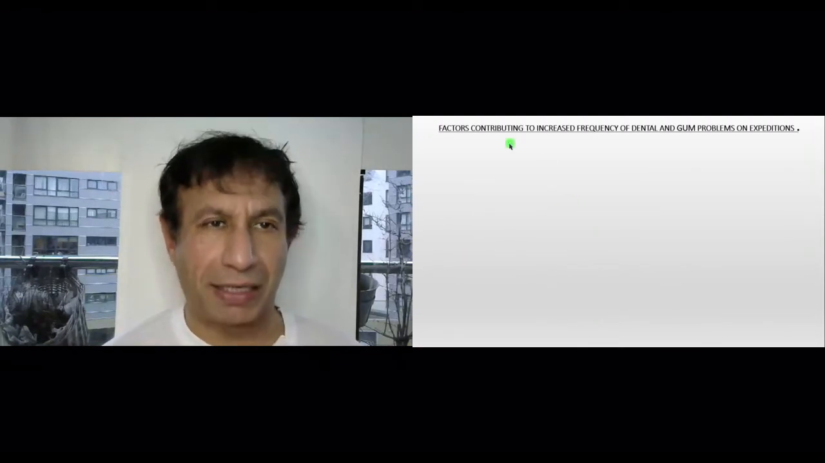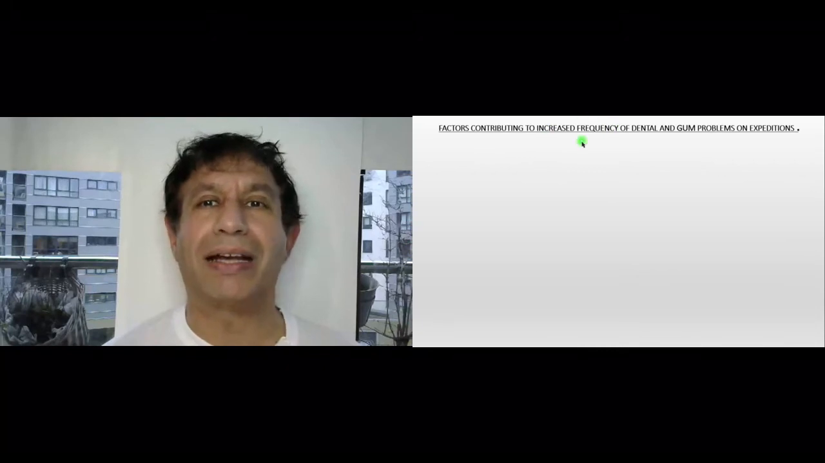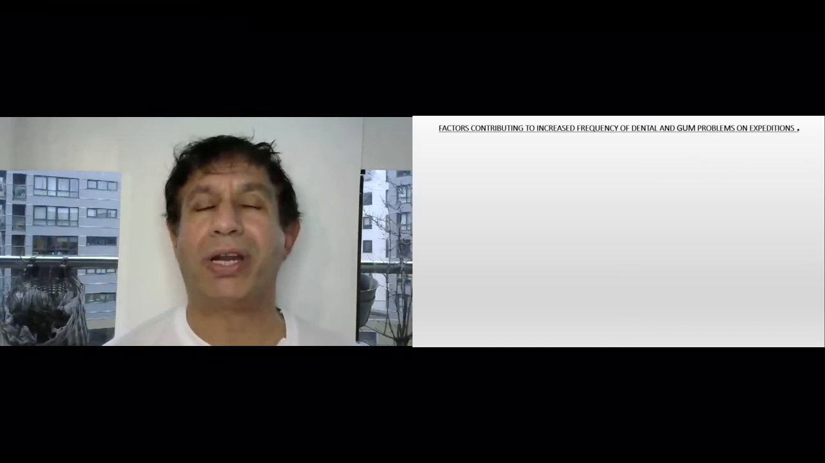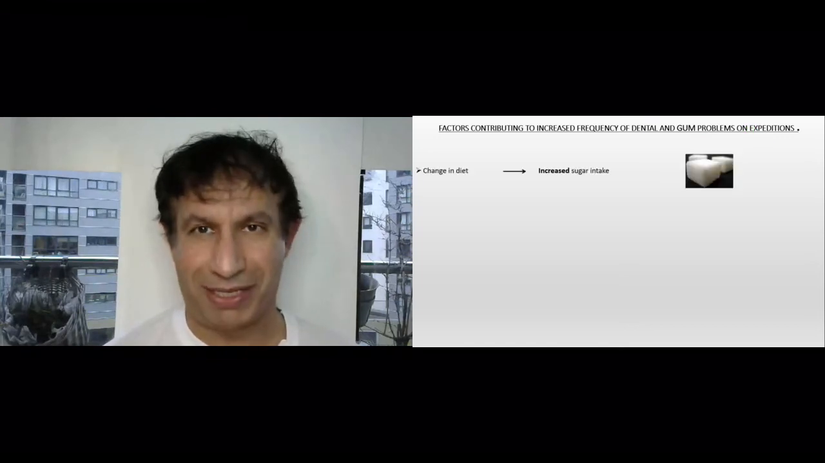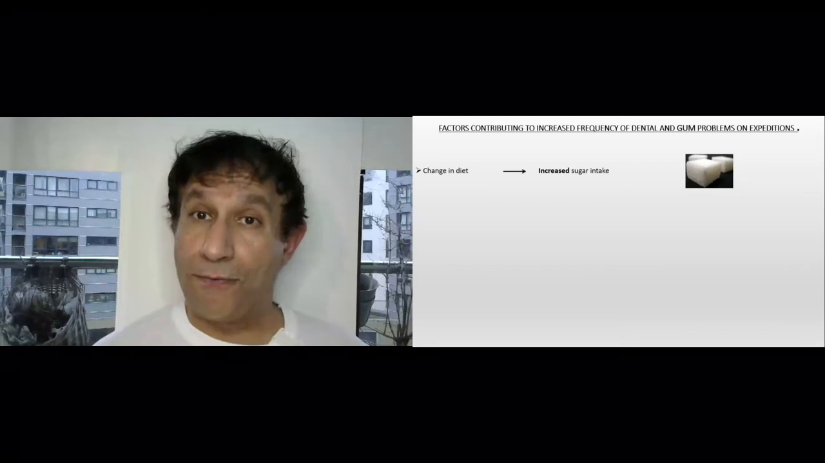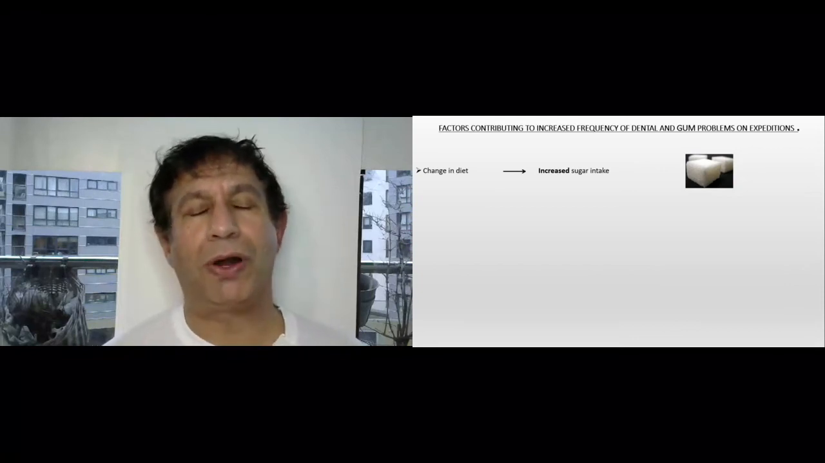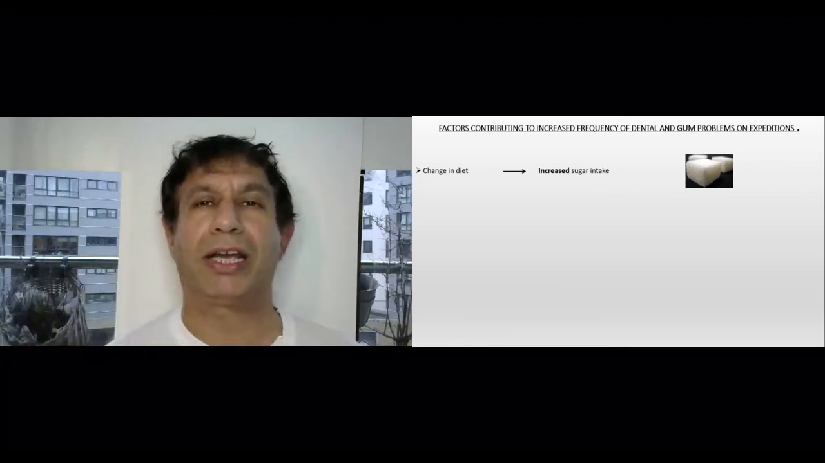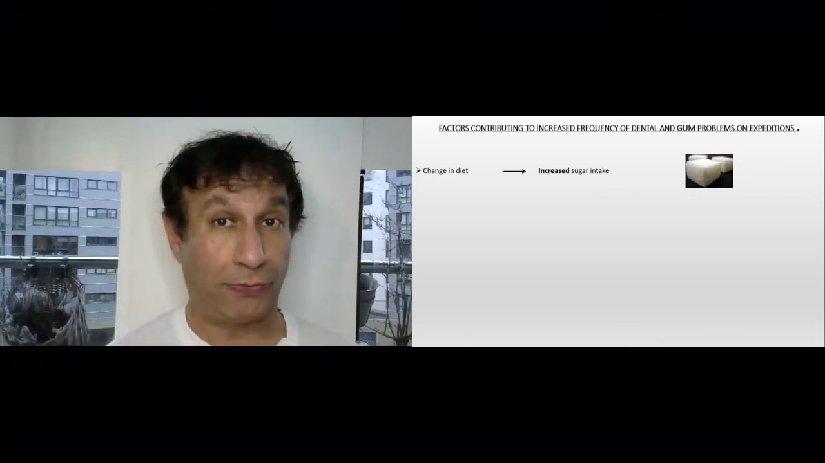Now, what are the factors which contribute to an increase in the frequency of dental and gum problems on expeditions or in other austere environments? Firstly, on an expedition, you want to get the maximum from your diet. So bang, your sugar intake goes straight up through the roof.